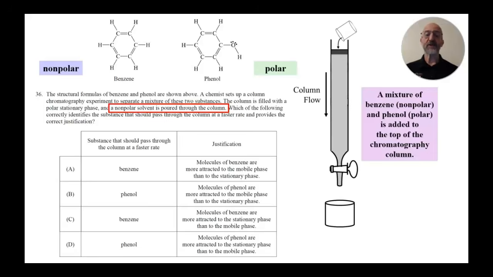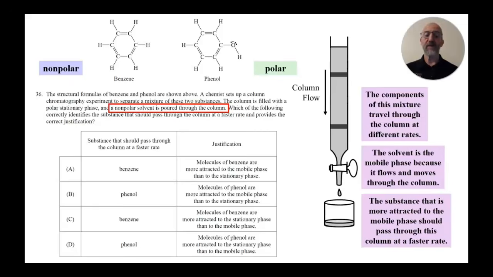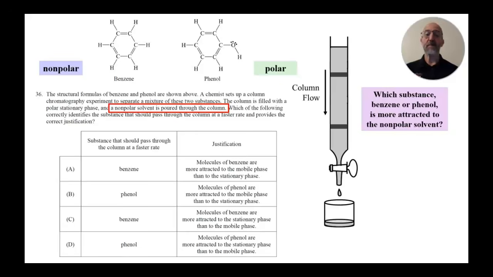A mixture of benzene, which is non-polar, and phenol, which is polar, is added to the top of the chromatography column. And now the components of this mixture travel through the column at different rates. So the solvent is the mobile phase because it flows and moves through the column, and the substance that is more attracted to the mobile phase should pass through this column at a faster rate. So which substance, benzene or phenol, is more attracted to the non-polar solvent?